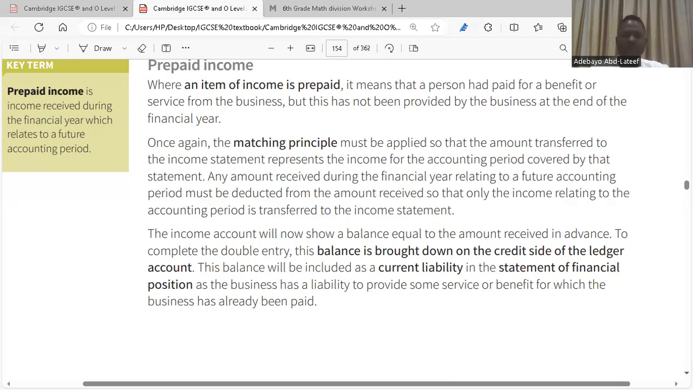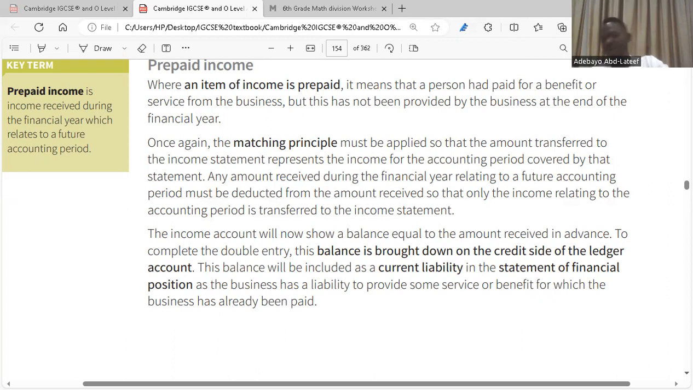So the income account will now show a balance equal to the amount received in advance. To complete the double entry, the balance is brought down on the credit side of the ledger account. This balance can be included as a current liability in the statement of financial position. So the income statement, you have your 5,000 for the job. Yes or no? Yes. Your ledger will have 3,500. The credit side of your ledger will have 3,500. And the debit side will have income statement for 1,500, which will be transferred to your statement of financial position as current liability. Is it clear or not?